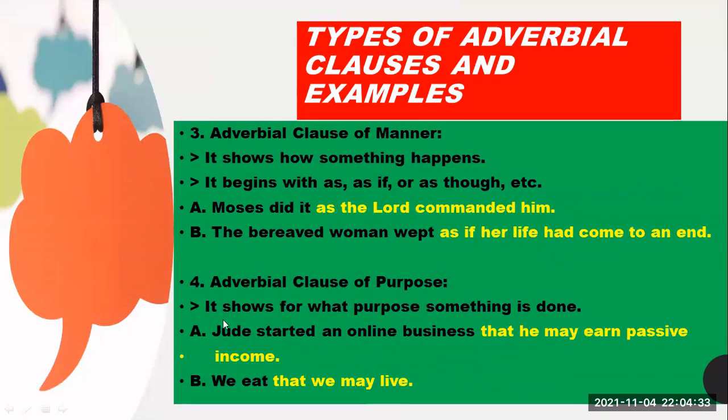All right. Okay, so now let's go to the third type of adverbial clause, and that is the adverbial clause of manner. It shows how something happens. And it begins with words like as if, or as though. For example, Moses did it as the Lord commanded him. Now, as the Lord commanded him is an adverbial clause of manner. It shows how Moses did it. If we say Moses did it and someone asks, how did Moses do it? Well, the answer is as the Lord commanded him. That was exactly how he did it.